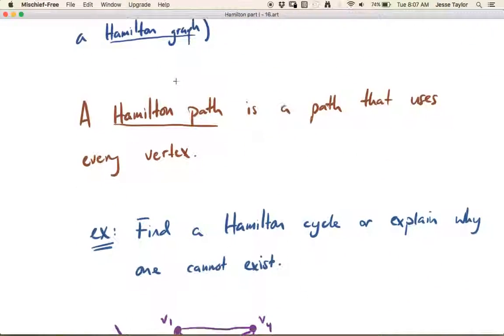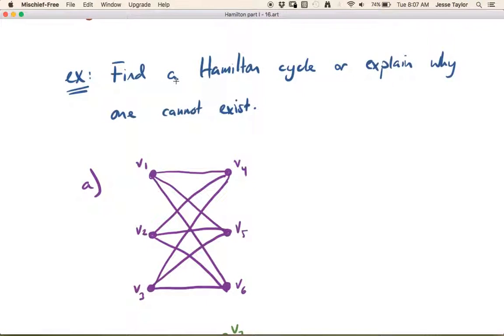So let's delve in and see if we can explore this a little bit. Find a Hamilton cycle or explain why one cannot exist. We're going to do this a couple of times. You may want to pause the video and play around for a second and see if you can find a cycle in this graph that uses every vertex. Remember, Eulerian is edges: Euler starts with E, edges starts with E. Hamilton is vertices. So see if you can find a cycle that uses every vertex.